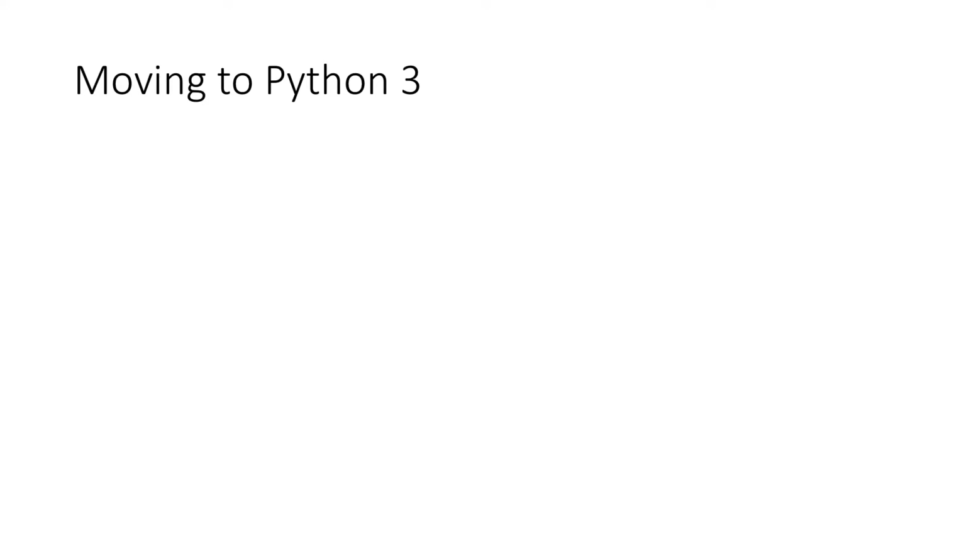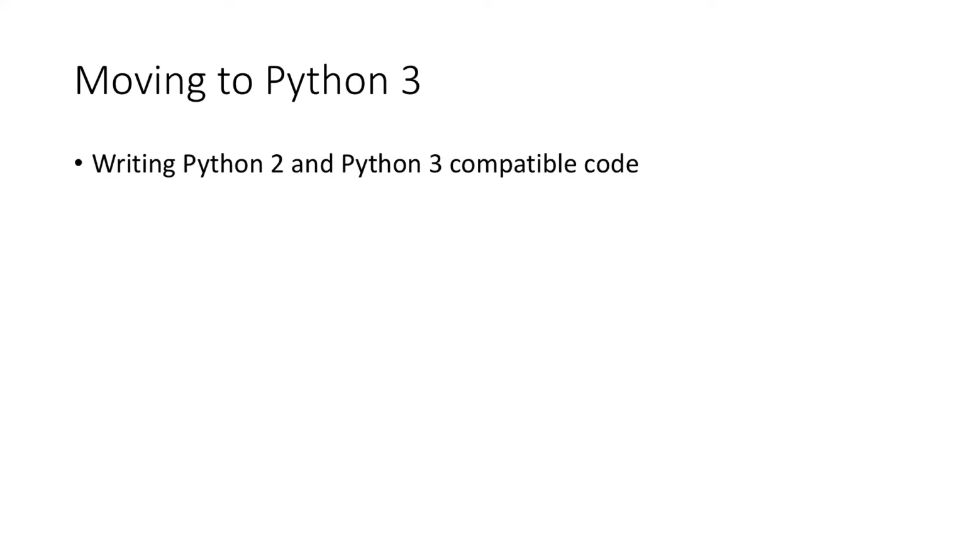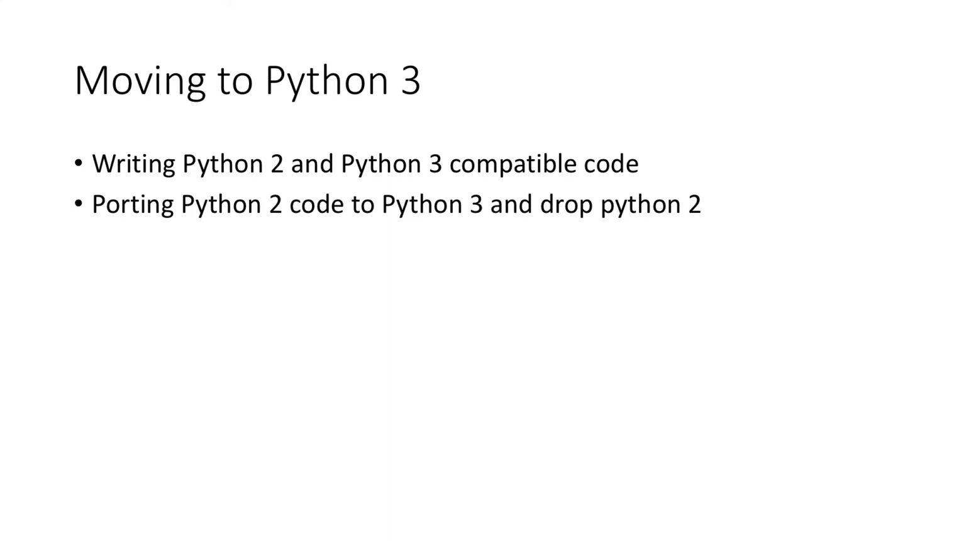Hi, in this video, we will talk about the best practice for moving to Python 3. I think there are two steps. The first one is we should write in Python 2 and Python 3 compatible code. And the second step is porting Python 2 code to Python 3 and drop Python 2 support. Okay, let's see the details. And the best practice, step 1.